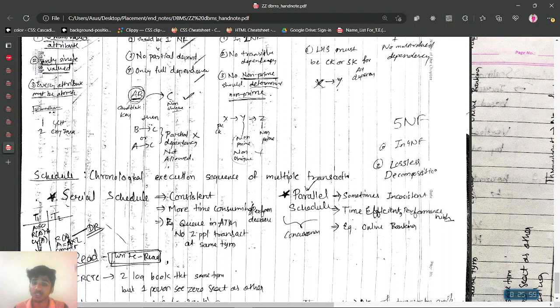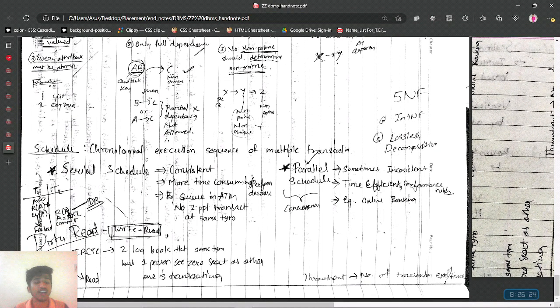In case of parallel, it is time efficient. It will improve our performance. An example of serial schedule is a queue in an ATM, where no two people will transact at the same time. But in case of parallel, like online banking, we can transact at the same time, no matter how many people are in the queue.